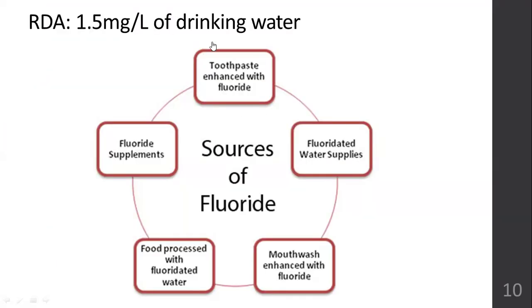Here you can see the good sources of fluoride. Toothpaste, any type of toothpaste, has fluorine. Fluoridated water supply, distilled water or drinking water, is fluoridated to a normal limit. Mouthwashes also have fluorine. Food processed with fluoridated water is another source. Fluoride supplements are required only when you do not have access to good drinking water, or you have terrible dental hygiene, in which case fluoride supplements are prescribed. But your main source is drinking water. Drinking water is the main source of fluorine.